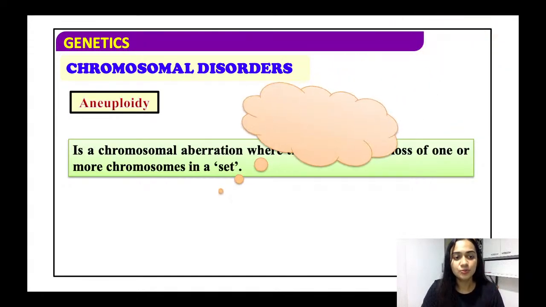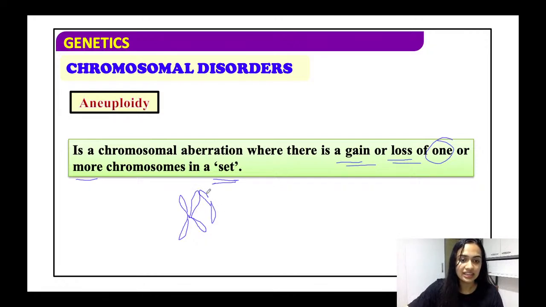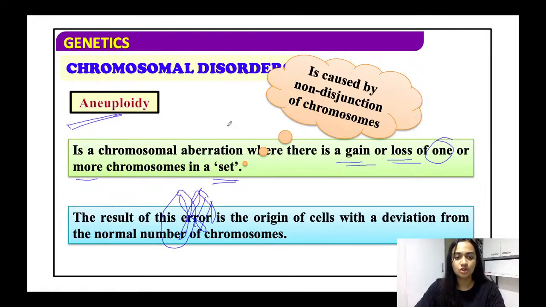Now, aneuploidy. It is basically a condition where there is a gain or loss of one or more chromosomes in a set. So basically the chromosomes should be in the normal number, okay. If there is a gain of one, or a loss of one, such as monosomy, then this condition is called aneuploidy. That means the ploidy is wrong. It is caused by non-disjunction of chromosomes.